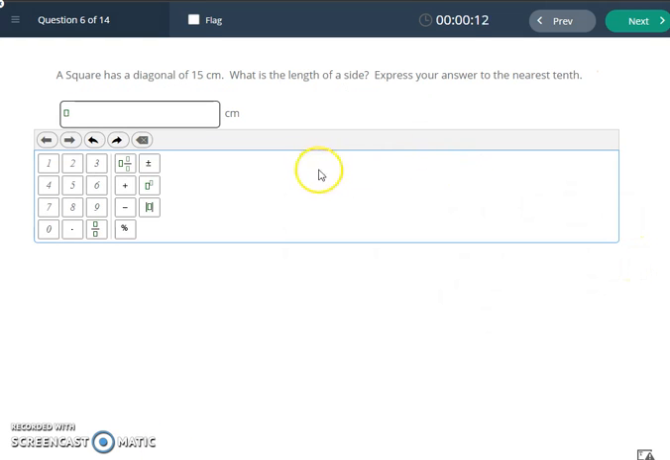Very similar to the last question. Again, you have a square. The diagonal is equal to 15, so I'm going to put 15 in here. What is the length of a side?